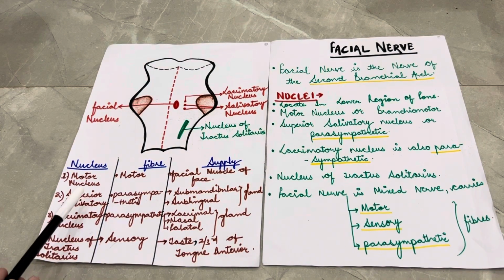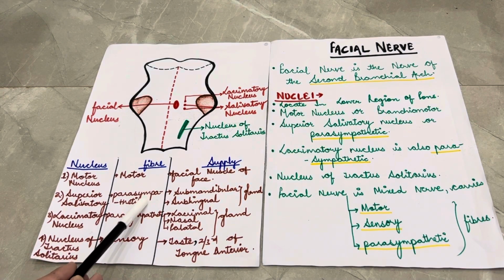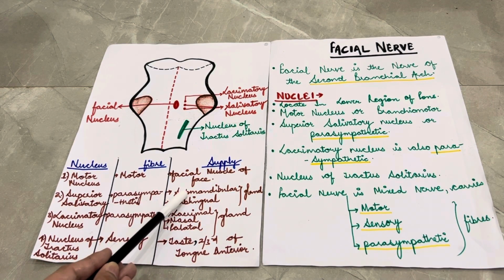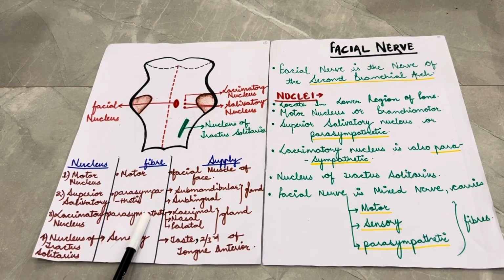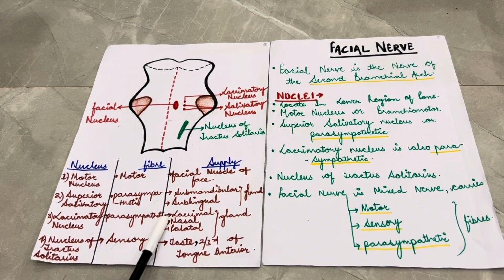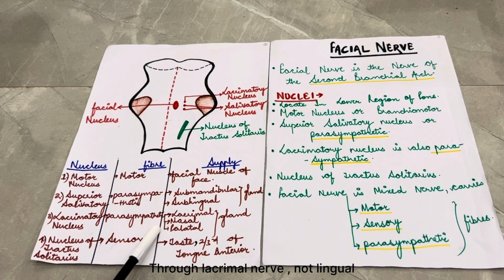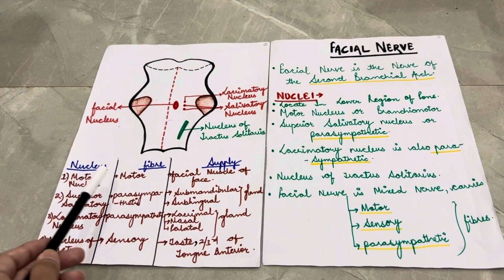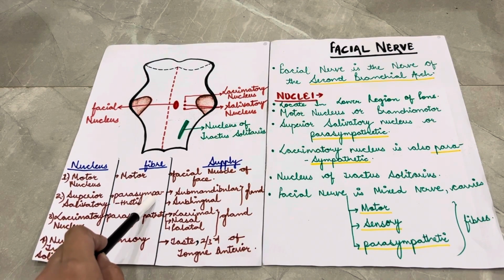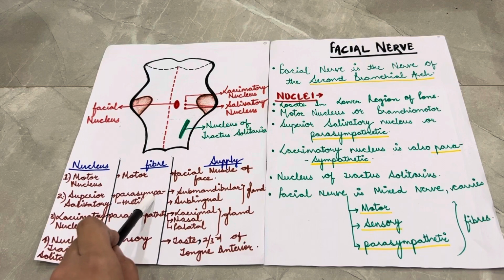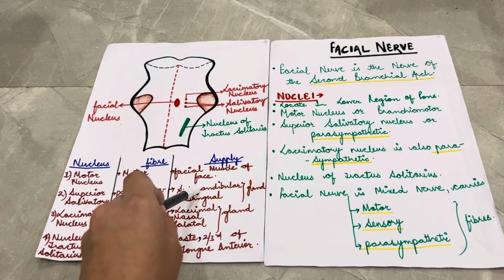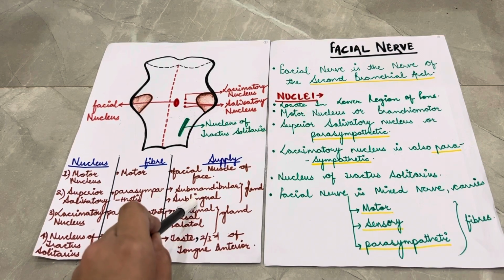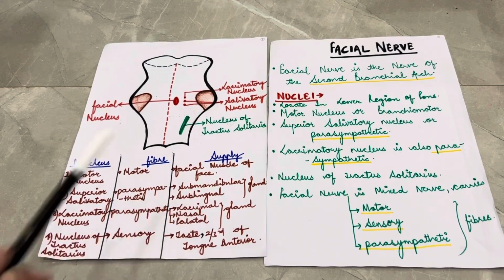Next is the superior salivatory nucleus, which carries the parasympathetic fibers and supplies the submandibular and sublingual glands. Next is the lacrimatory nucleus, which is also parasympathetic in nature. Through the lingual nerve or the deep petrosal nerve, it supplies the lacrimal, nasal and palatal glands. But over here, chorda tympani, we'll see that chorda tympani directly gives its supply to the submandibular gland, but with the lingual nerve, it gives its fibers to the sublingual gland.